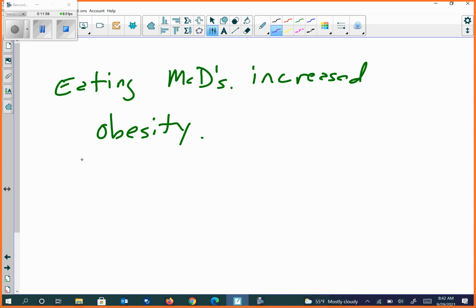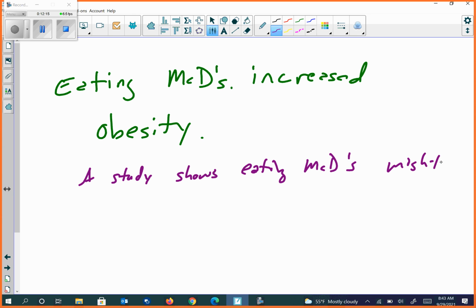You could change it to say, a study shows eating McD's might increase obesity. Basically, they say the same thing.